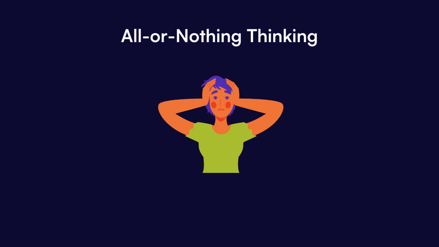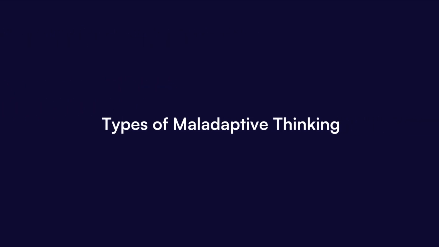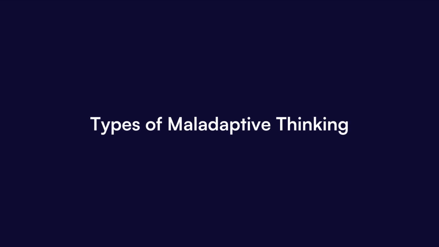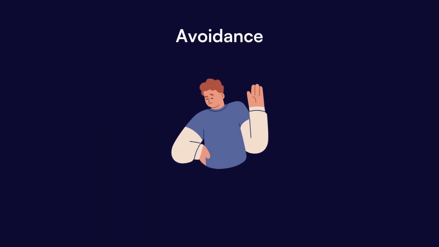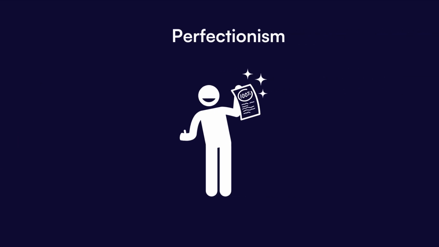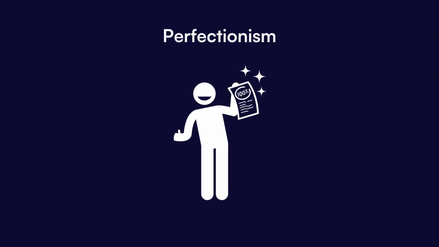Maladaptive behaviors are actions or thought patterns that are counterproductive or harmful to an individual's well-being and ability to function effectively. The following are examples of common maladaptive behaviors. Avoidance. Avoidance is a maladaptive behavior that involves staying away from a particular social interaction, person, or experience believed to cause distress. Perfectionism. Individuals with perfectionistic tendencies may set unrealistic standards and become highly self-critical when they fail to meet them.